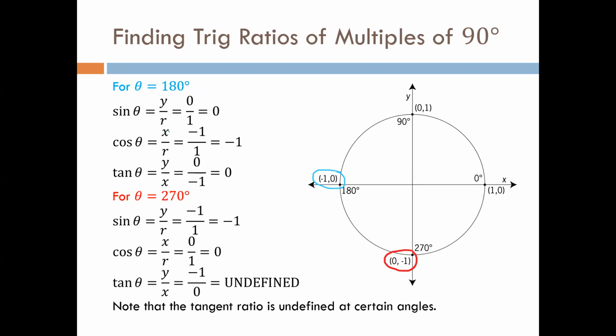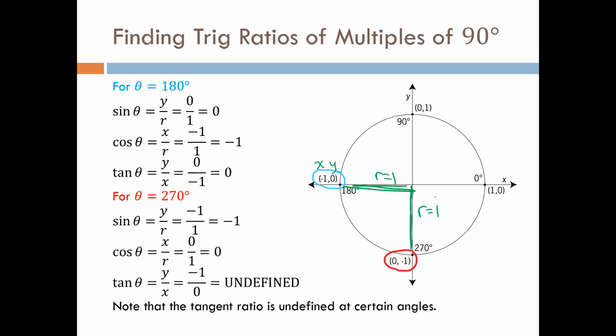So the sine ratio for 180 degrees is 0. The cosine ratio of 180 degrees is going to be -1. And again, this is the radius of 1, right? So we got -1 over 1, which is -1. And the tangent ratio is going to be y over x. Sorry, that's what I meant to say, y over x. And so we get 0 divided by -1, which gives us 0.